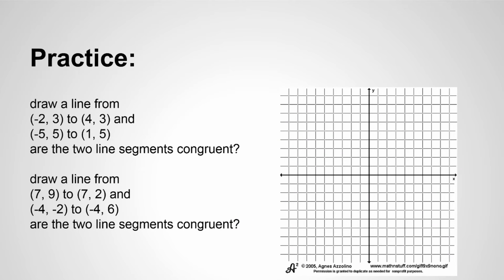Now, again, for this one, I want you to basically try it on your own. You're going to draw a line from the coordinates -2, 3 to 4, 3, and -5, 5 to 1, 5. Find out the length of it. It should be a straight, either vertical or horizontal line, each of them, and see if they are congruent. See if they have the same length. If they have the same length, they are congruent. If they do not have the same length, then they are not congruent.